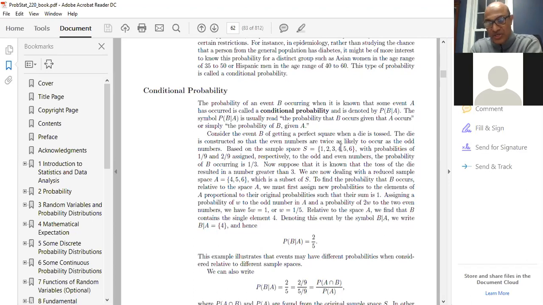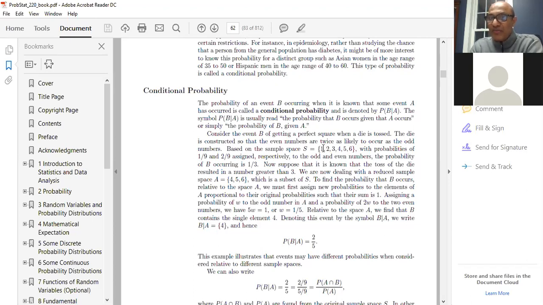4 is an even number, so again 2. 5 is an odd number, so again 1. 6 is an even number, so again 2. So if you add up all these things, 1 plus 2, 3 plus 1, 4 plus 2, 6 plus 1, 7 plus 2, 9. That means total numbers are 9.